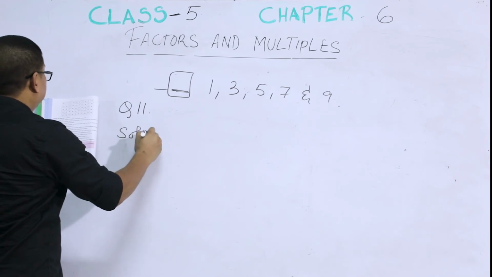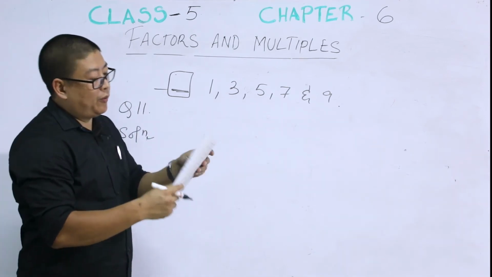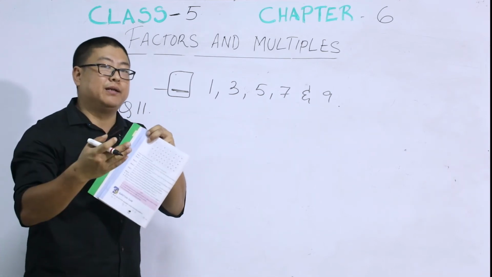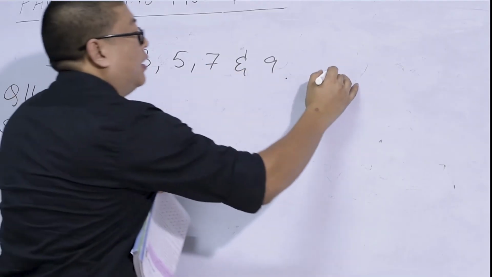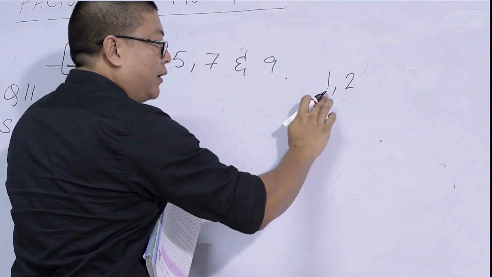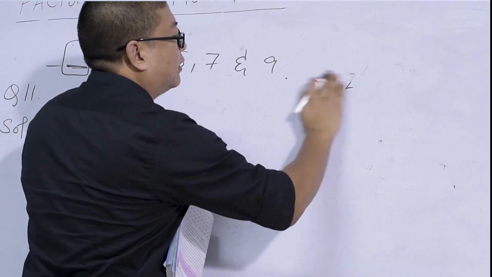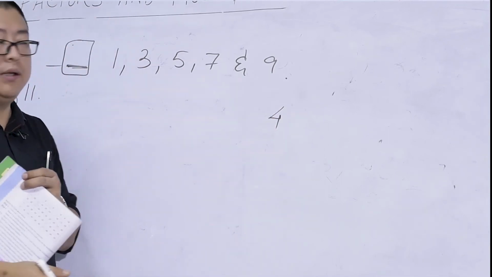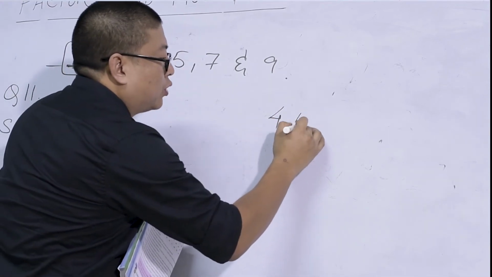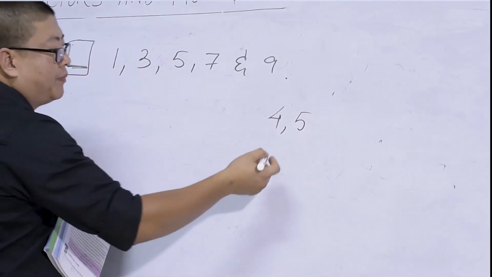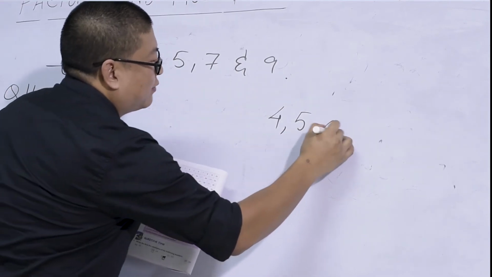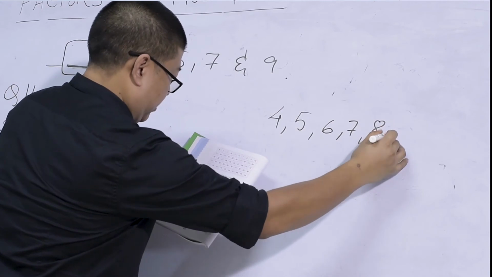Question number 11. Now, we have to look at the composite numbers. They have to be consecutive. For example, if 4 is a composite number, the next should also be composite, but here it is prime, right? So it should be like this: 4, 5, 6, 7, 8, 9.